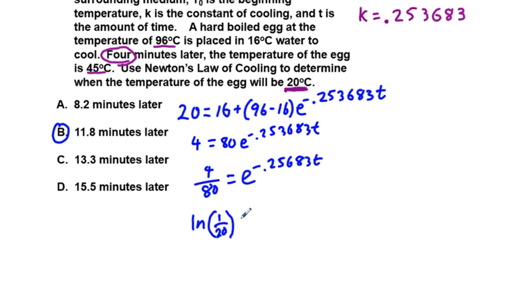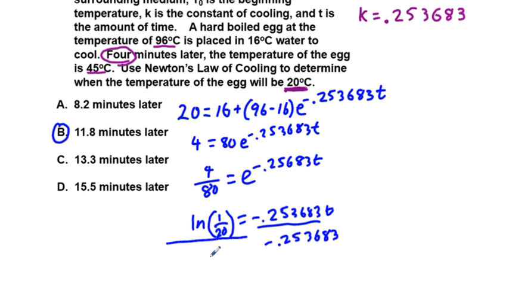The natural logarithm of 1/20th equals, you take the natural logarithm of e, you get negative 0.253683 t. And so if you divide both sides of the equation by negative 0.253683, that cancels, so you're going to get the value for t.